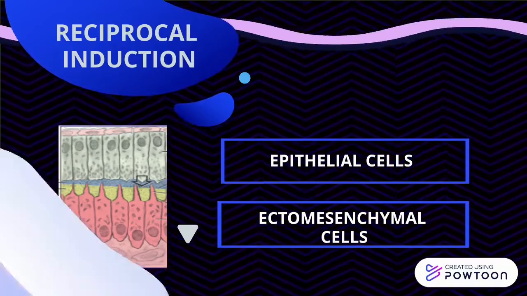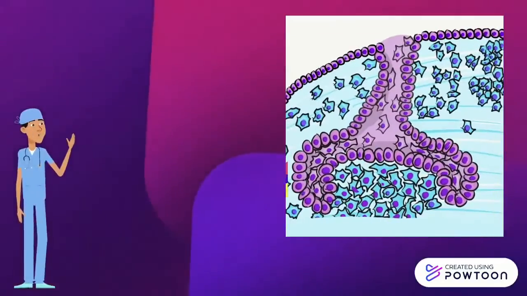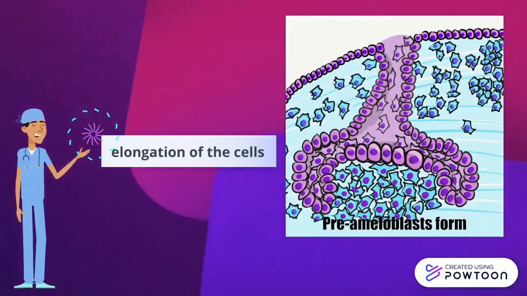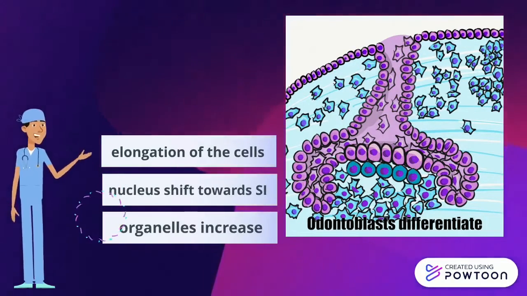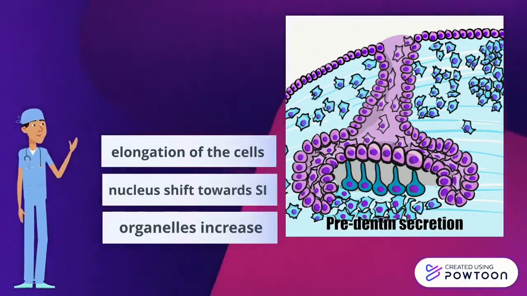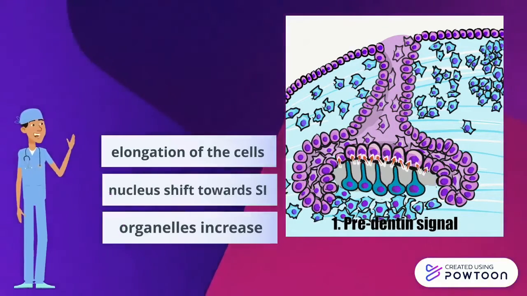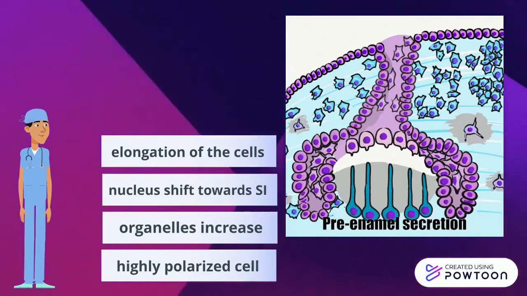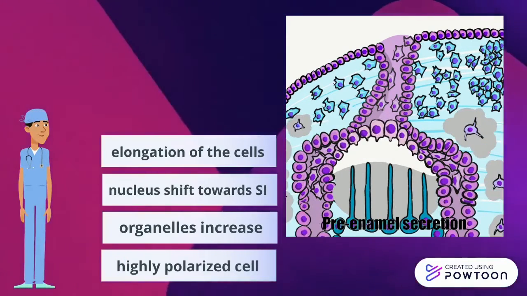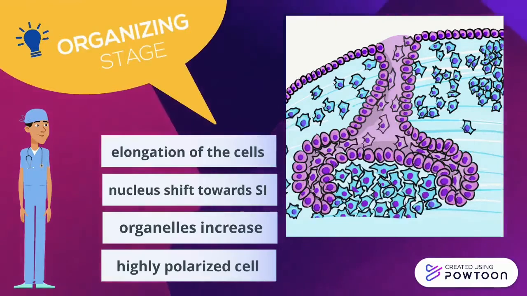The pre-secretory ameloblasts are elongated, and the nucleus will shift towards the stratum intermedium. The Golgi complex will move towards the center, and the rough endoplasmic reticulum will increase in number, resulting in a highly polarized cell that is ready to secrete enamel. This marks it as the second stage in the life cycle of ameloblast, organizing stage.